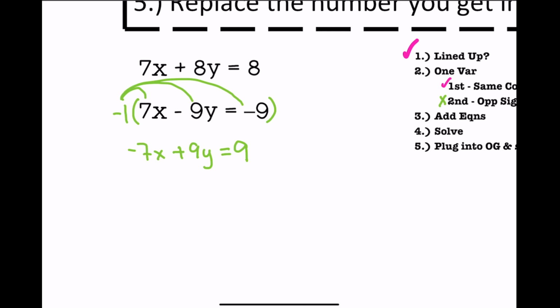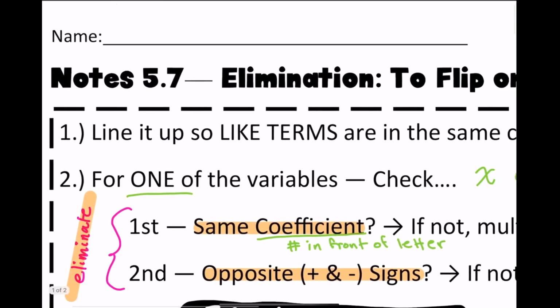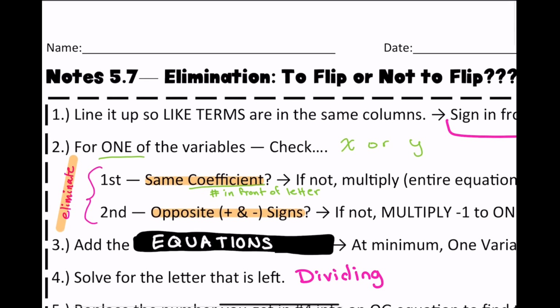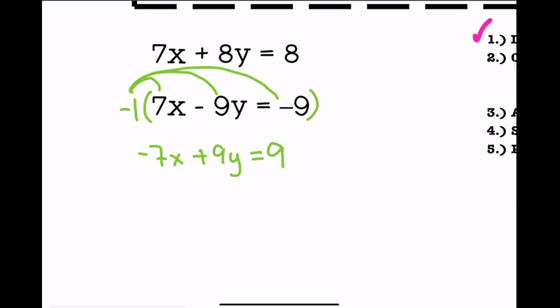So what happened when I multiplied this equation is all of the signs just ended up flipping. This 7 became a -7. This -9 became a positive 9. This -9 became a positive 9. That's what -1 does. Hence the title, Elimination, to flip or not to flip. Hey-o.